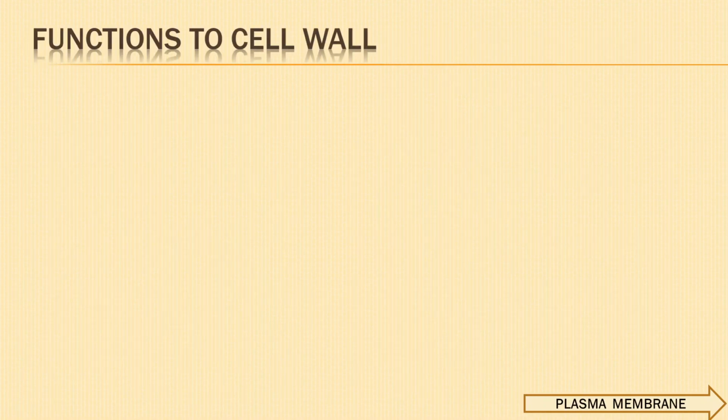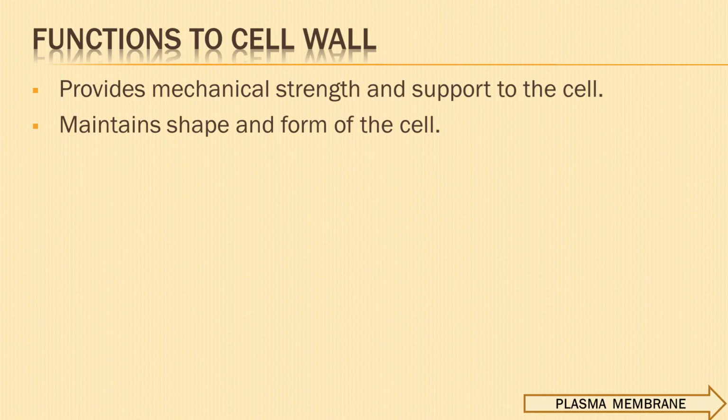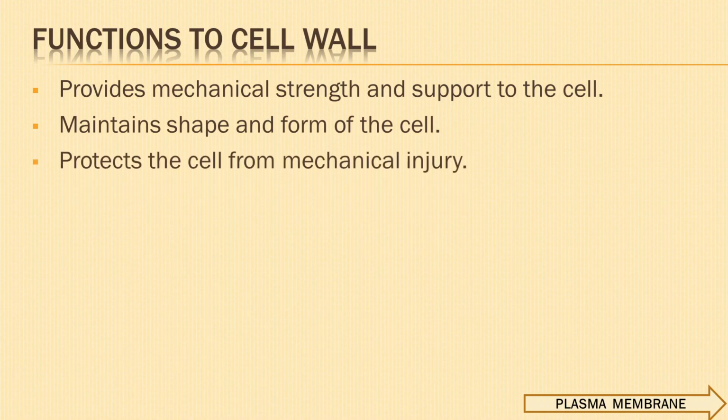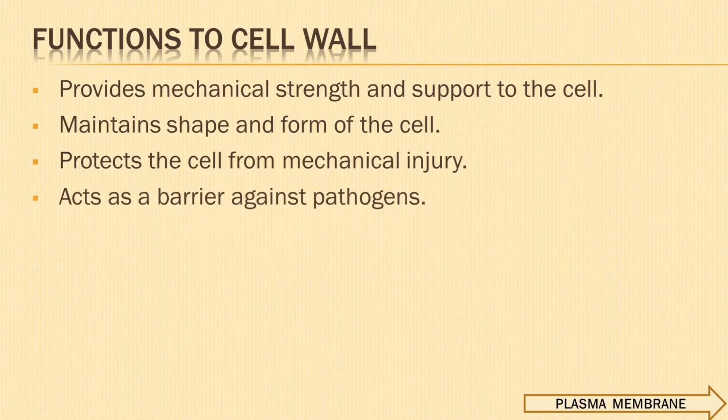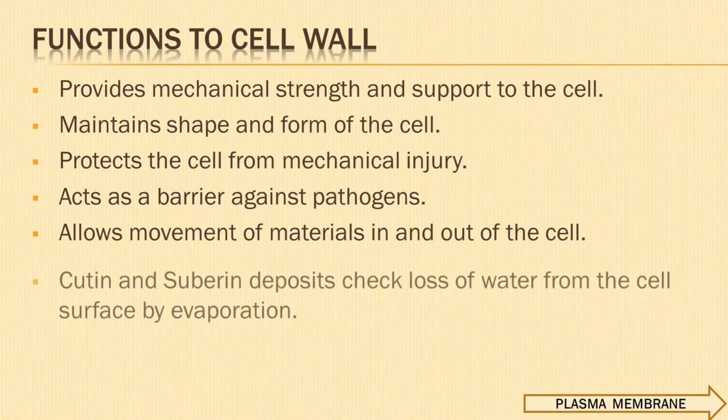Now, we are coming to the function of cell wall. It provides mechanical strength and support to the cell. The cell wall maintains shape and form of the cell. It also protects the cell from mechanical injury. It acts as a barrier against pathogens. It also allows movement of materials in and out of the cell.